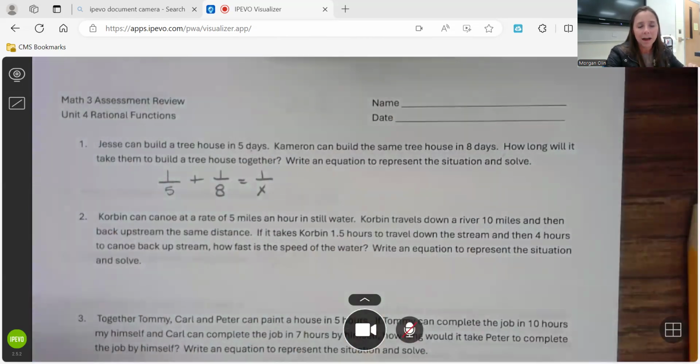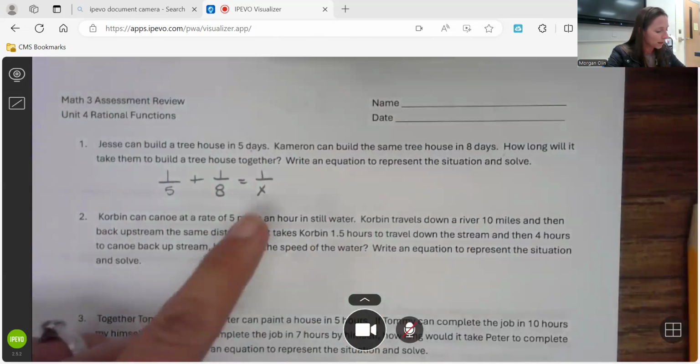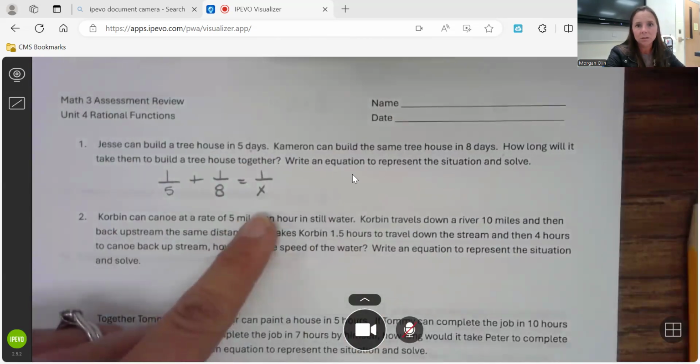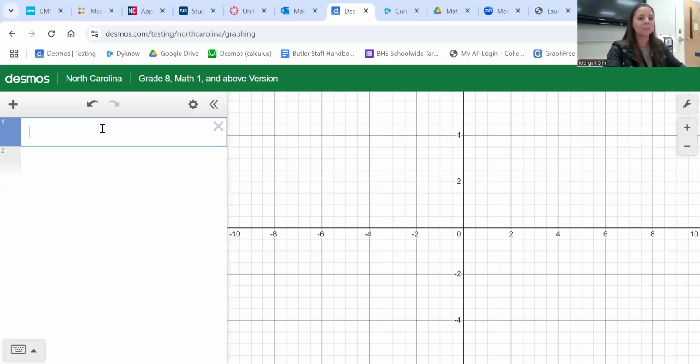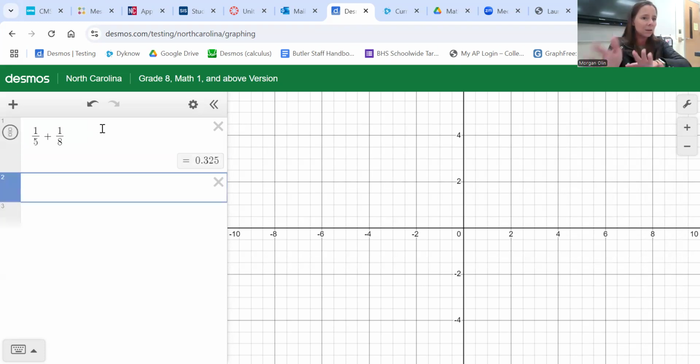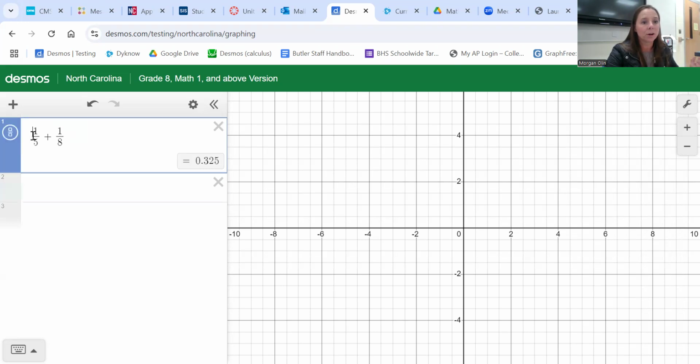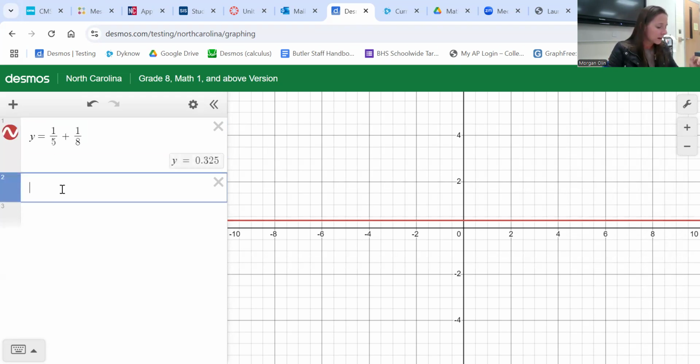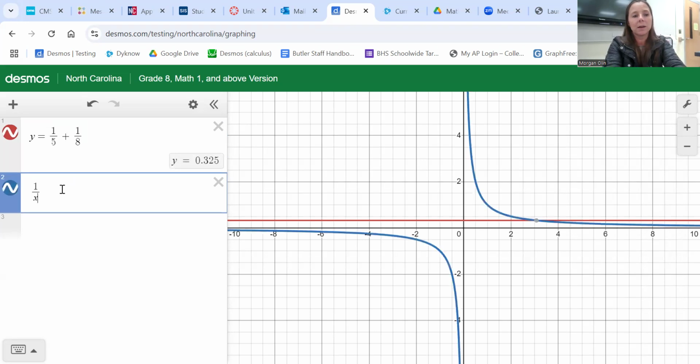So here, if I change this to Desmos, all right, so let me share the other one right here. And I put in the equation. Remember, put in one side of the equation, so 1 divided by 5 plus 1 divided by 8. By the way, we're not seeing the graph of this pop up because there's no variables, so make sure you put y equals right here out in front. Okay. And then here, we're going to put 1 over x, so 1 divided by x.